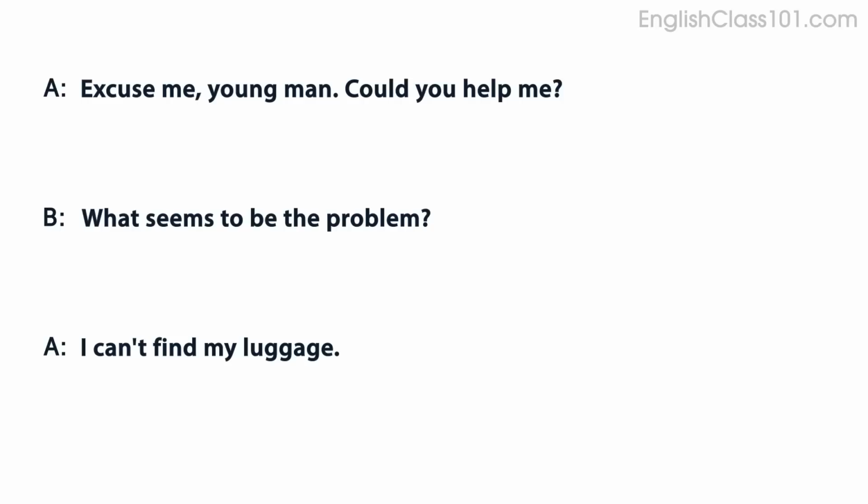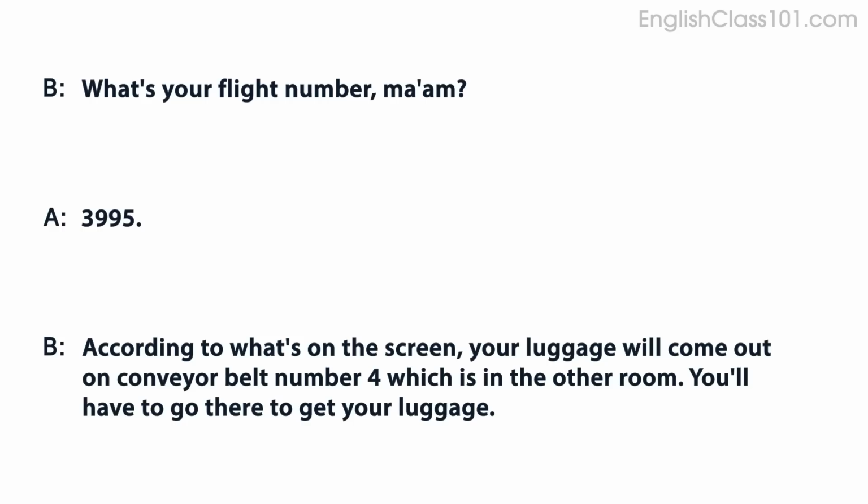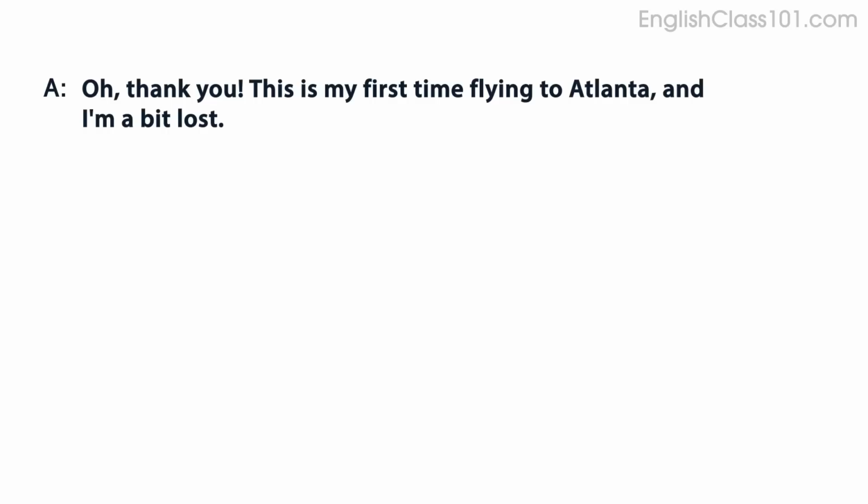Excuse me, young man. Could you help me? What seems to be the problem? I can't find my luggage. What's your flight number, ma'am? 3995. According to what's on the screen, your luggage will come out on conveyor belt number 4, which is in the other room. You'll have to go there to get your luggage. Oh, thank you. This is my first time flying to Atlanta, and I'm a bit lost.